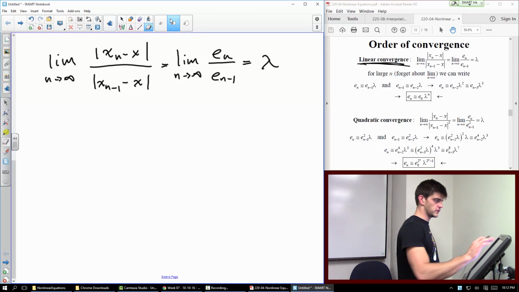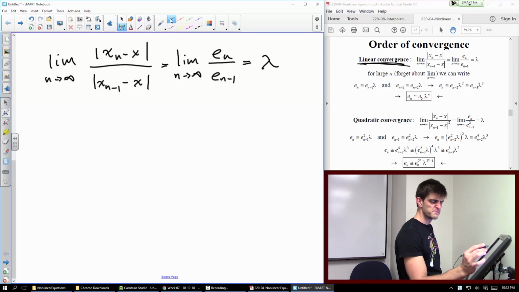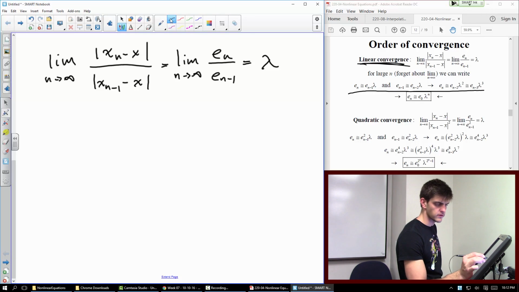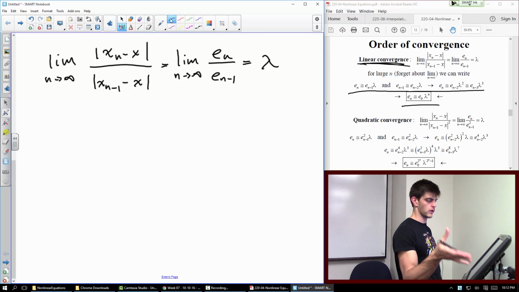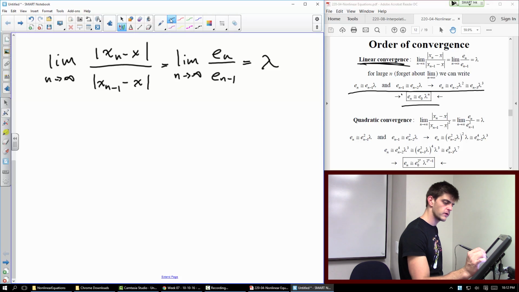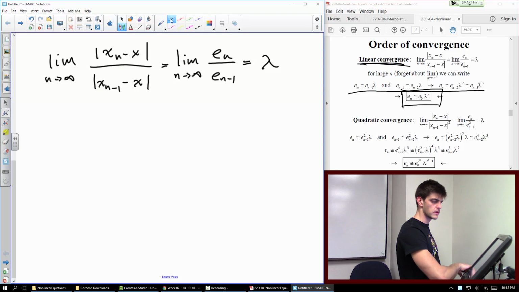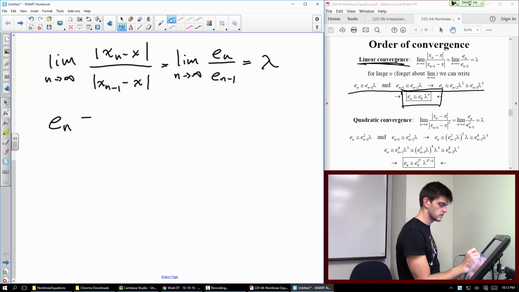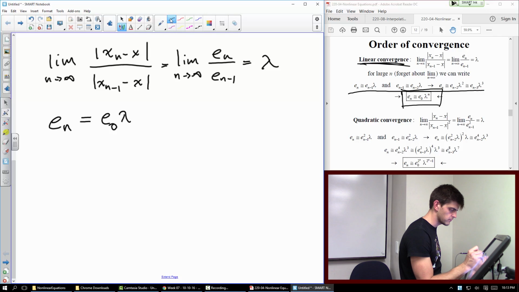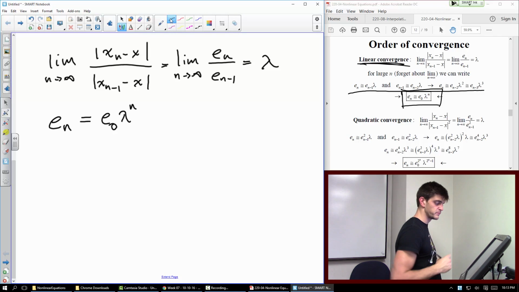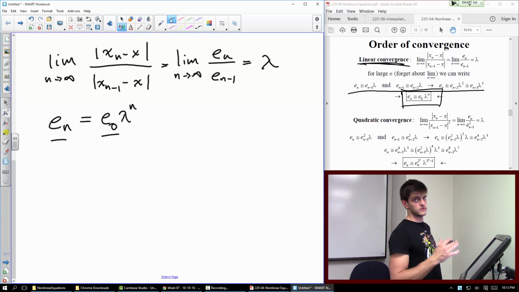Now this is useful if you can go ahead and follow these steps over here. That would help you with one of the homework problems. But you can see that for a linear convergence rate, we can solve for the error after n iterations as a function of the initial error times lambda raised to the nth power. So after n steps, we're going to start with this much error, we're going to end up with this much error. This assumes that you already know lambda, and it assumes that you already know alpha, and that alpha is 1.